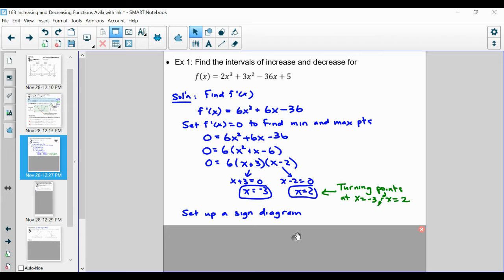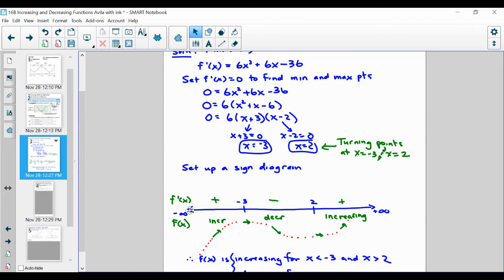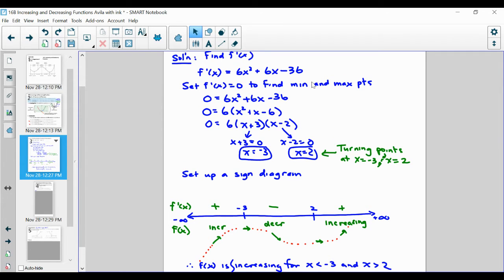Now I'm going to set up a sign diagram, and you're going to see the completed sign diagram, but I'm going to walk you through it. It starts with drawing a number line. In our number line, we put our endpoints. In this case, this is a continuous function for all values of x, so the endpoints are negative infinity and positive infinity. Then along this number line, I'm going to put my 2 points of interest, my turning points, negative 3 and 2. And then I'm going to figure out what the value of my derivative is.